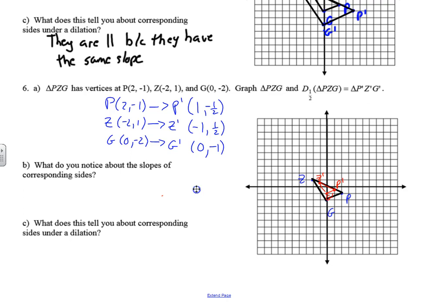What do you notice about the slopes of the corresponding sides? They're still equal, the same. And so what does this tell you about the corresponding sides under a dilation? They are parallel. So corresponding sides are still going to be parallel.